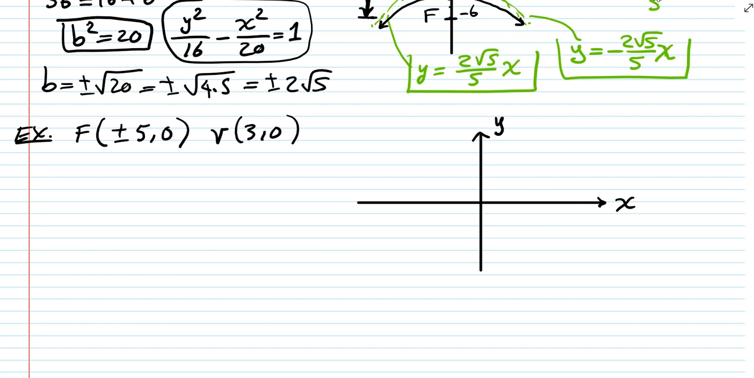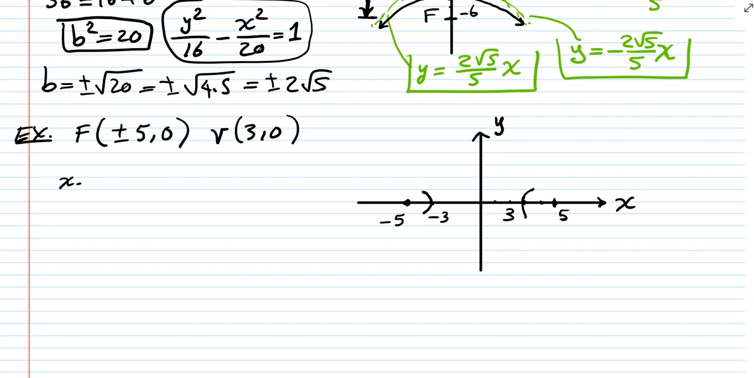Now, the foci are at 5, so that's 1, 2, 3, 4, 5 on the right. And remember, the focal points, the foci, lie beyond the vertex. The fact that the foci are located on the x-axis tells me that this is going to be a horizontal hyperbola, right? Vertex is at 3, so here's 3. And at this point, I know this would be negative 3. This is what I know so far. I have a horizontal hyperbola.